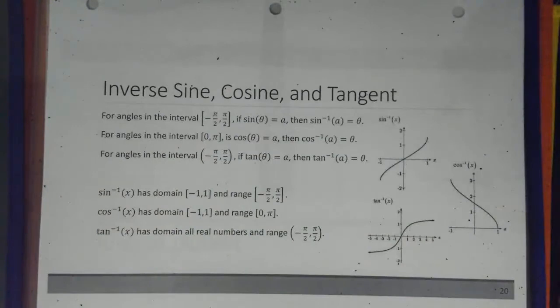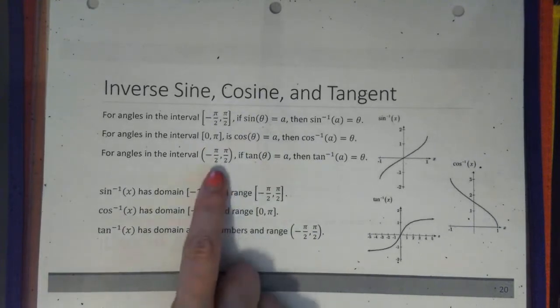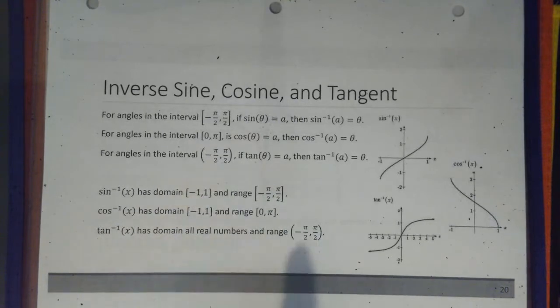So you might remember those swishes that tangent was. If we take inverse tangent, because our range in tangent was all real numbers, inverse tangent has a domain of all real numbers, and then we restricted the domain of tangent to negative pi over 2 to positive pi over 2, so that becomes the range of inverse tangent.